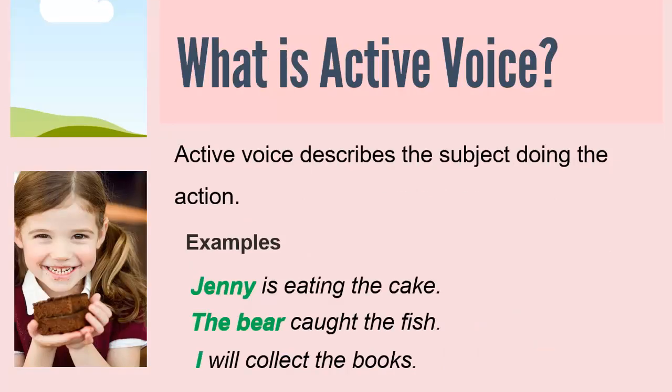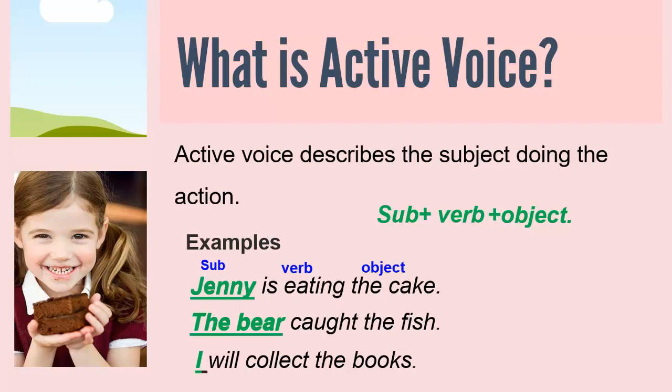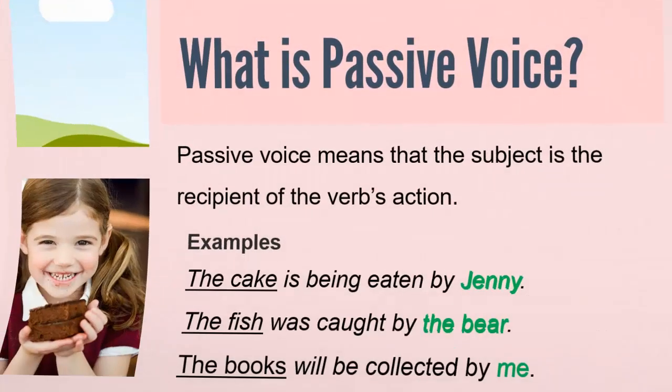The most commonly used voice is active voice, and it describes the subject doing the action. The structure of an active sentence is subject, verb, and object. Look at the example. Jenny is eating the cake. In this sentence, Jenny is the subject or the actor performing the action of eating, and the cake is the object of the sentence. You can see in all these examples, the underlined words are the subjects doing the action, and all these sentences are in active voice.